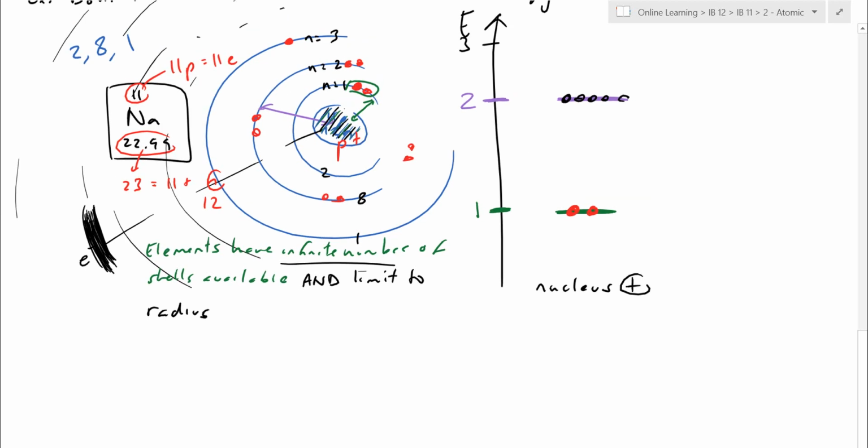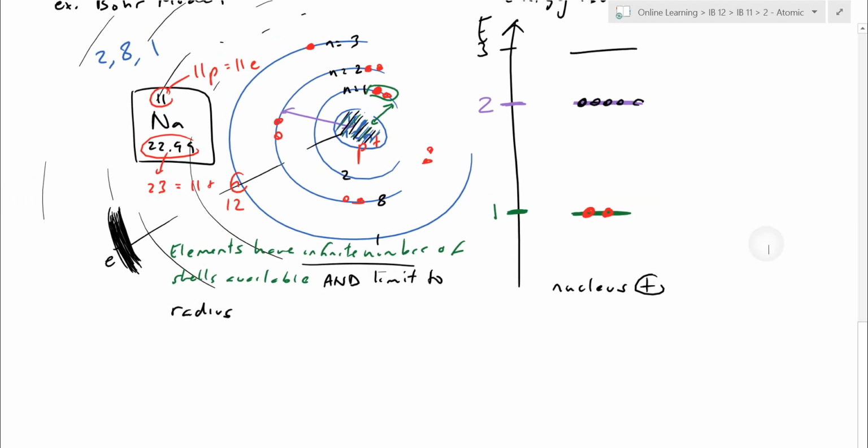And that's represented really well with this energy level diagram. As you go farther and farther from the core, you're going to see that your energy shells actually get closer together. So let me just rehash that again. Elements do have an infinite number of shells available, but there is a limit to the radius due to a finite attraction. I only have so many protons. If you're too far away from the core, I can't hang on to you anymore. So in that case, our conclusion is the energy levels, pictorially, it's like the shells get closer together. More clearly, though, it's the energy levels actually converge.